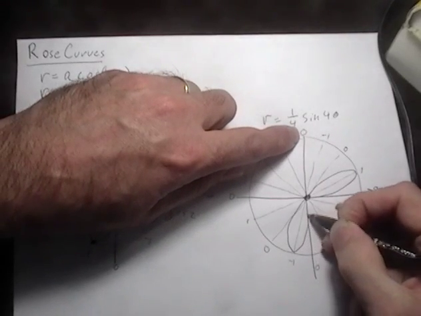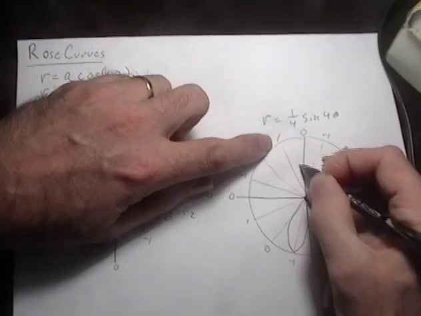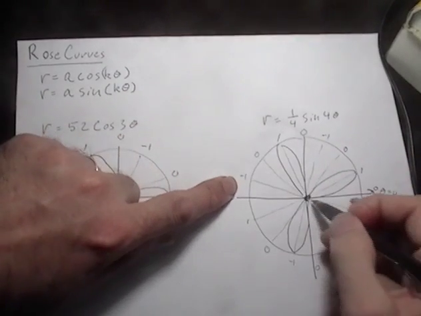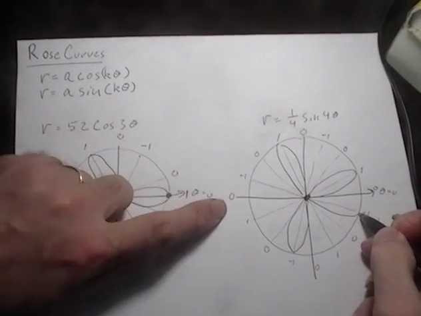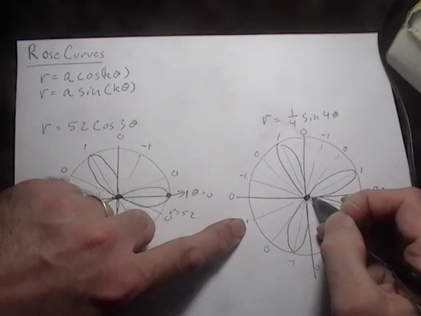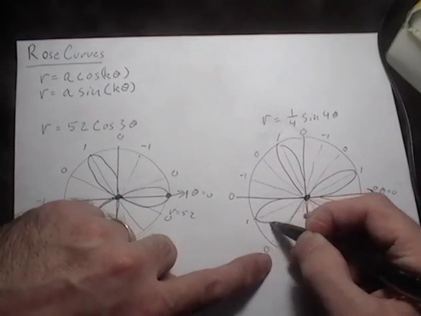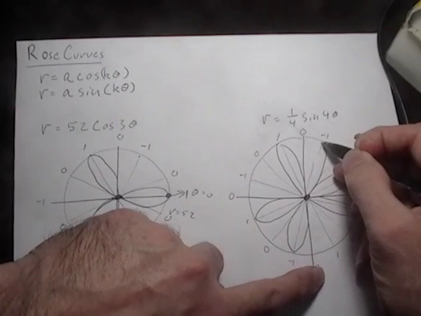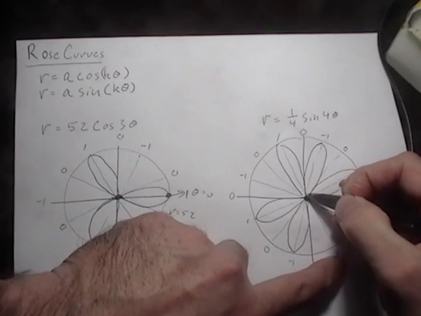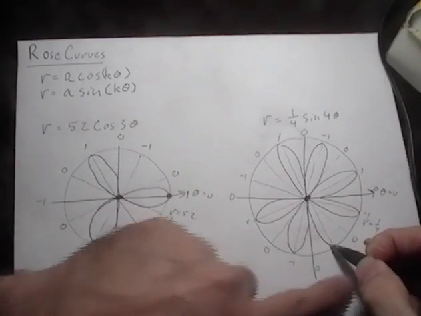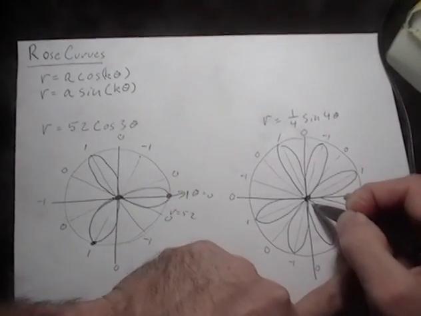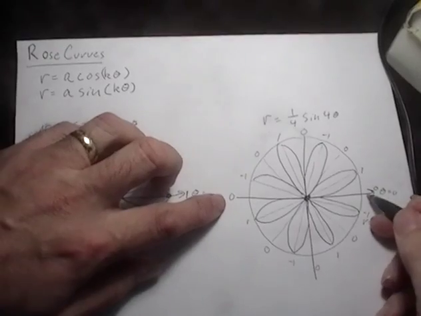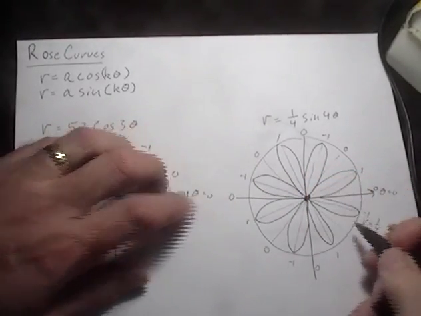0, I return. 1, out to the edge. 0, return. Negative 1, opposite edge. 0, return. 1, out to the edge. 0, return. Negative 1, opposite edge. 0, I return. 1, out to the edge. 0, I return. Negative 1, opposite edge. 0, I return.